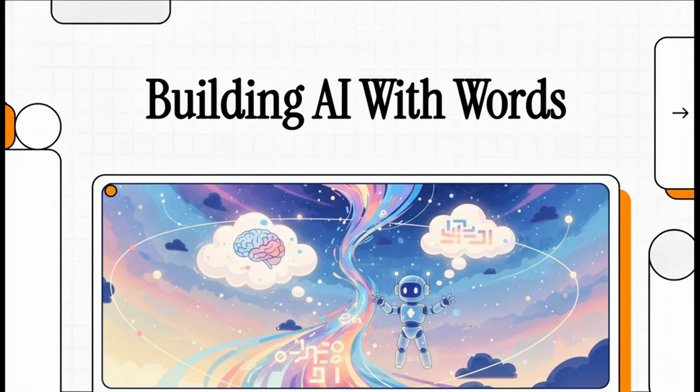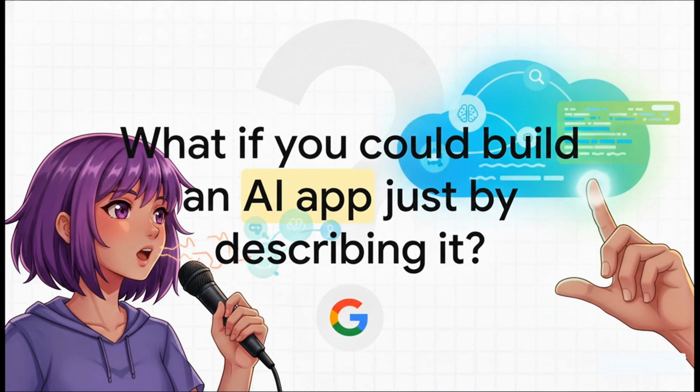Have you ever had a great idea for an app, but then thought, I can't code? What if you didn't have to? What if you could build an AI application not with code, but just with your words? That's the huge promise behind a new experimental tool from Google called Opal.